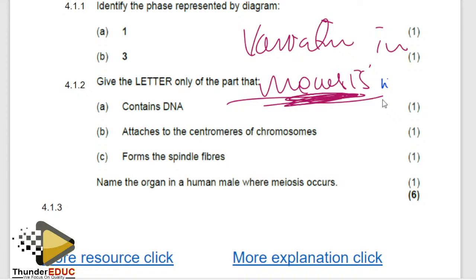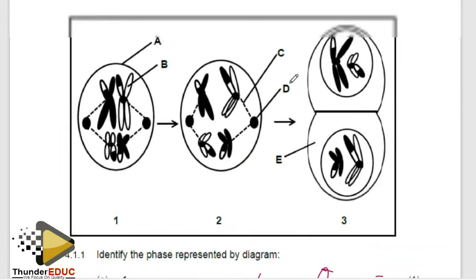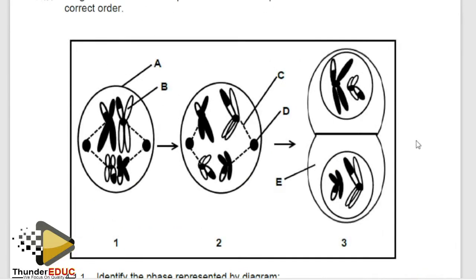So please don't go to the paper without knowing the process of crossing over. Don't go to the paper without knowing anaphase. Don't go to the paper without knowing metaphase: metaphase 1, metaphase 2, anaphase 1, anaphase 2. Those we are likely to bring. Division of the cytoplasm, what does it mean? It is called cytokinesis.